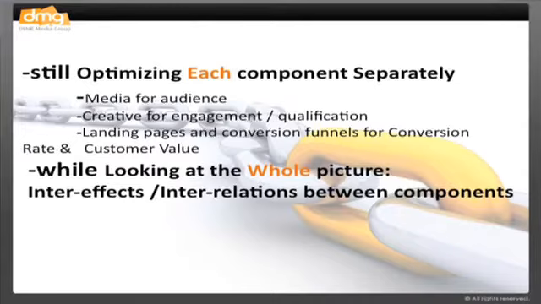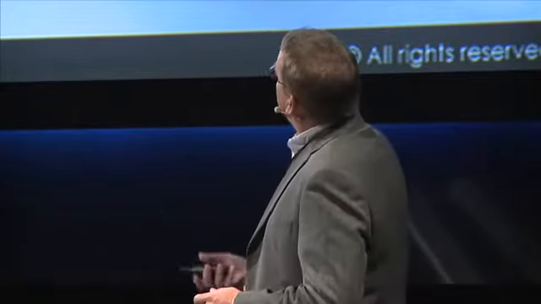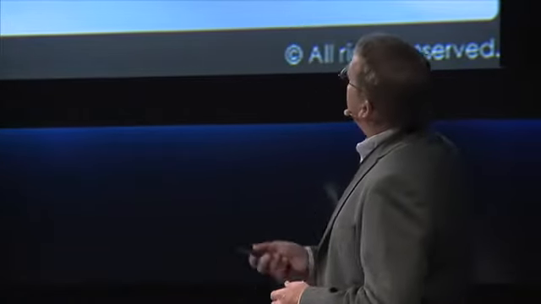Now, usually it is tough. It's too big of a task to do so. And what we do, as advertisers and as an agency, is treat each component separately. So we look at the media for specific audiences, just a few examples. We look at the kind of creative for engagement and qualification, and we look at landing pages for conversion funnels and customer values. But the most important thing, or not less important thing, is to look at the whole picture, because these elements do interact with each other.